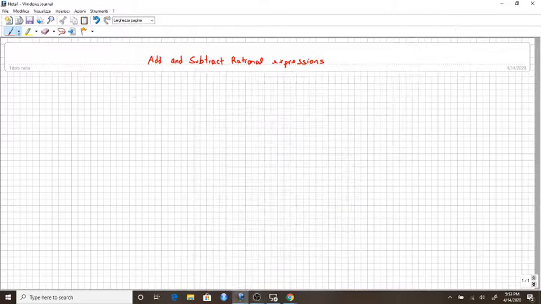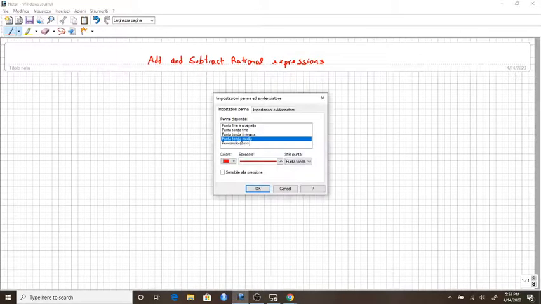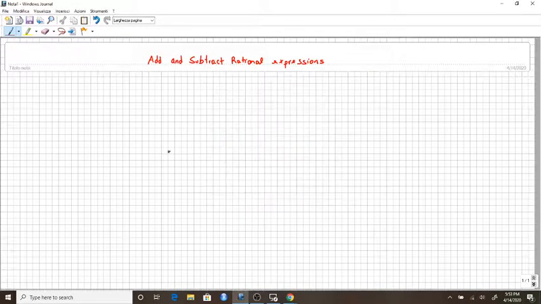Okay, hello guys. So in this lesson we're going to learn how to add and subtract rational expressions. Now what's a rational expression? A rational expression is an expression in which the variable appears at the denominator. So for example, let me show you some examples of rational expressions. We may have 2 over x is an example of a rational expression. We have a fraction in which the variable x appears in the denominator.